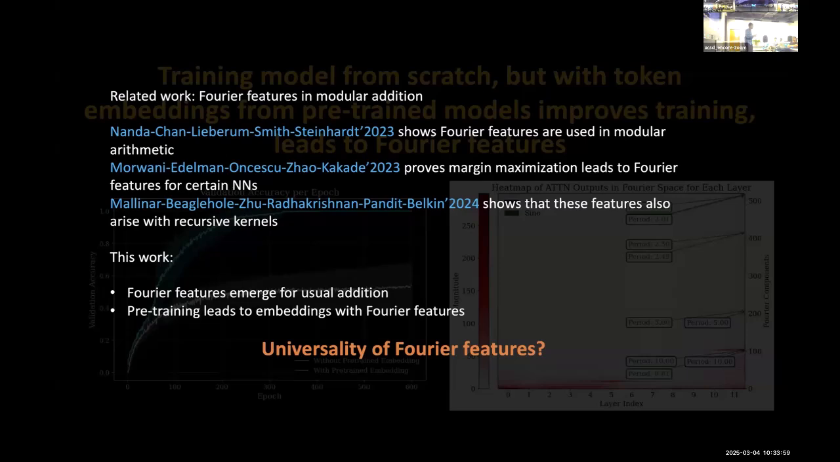I think it's something to do with data, because in our case they clearly arise from the data: when we trained from scratch, we didn't really get it. Somehow, with natural data, they seem like natural representations.